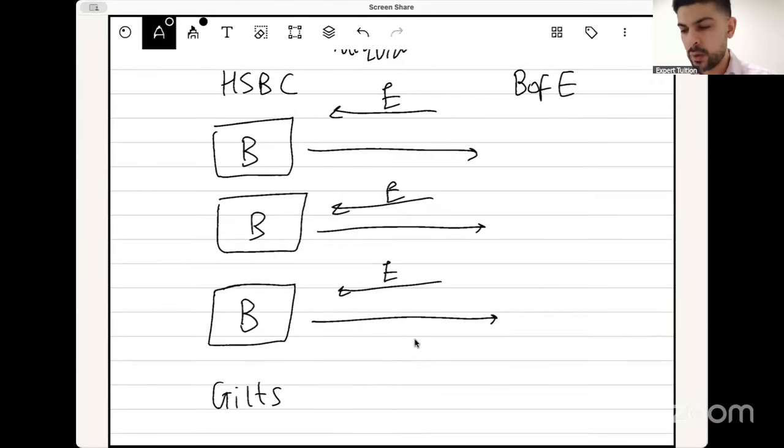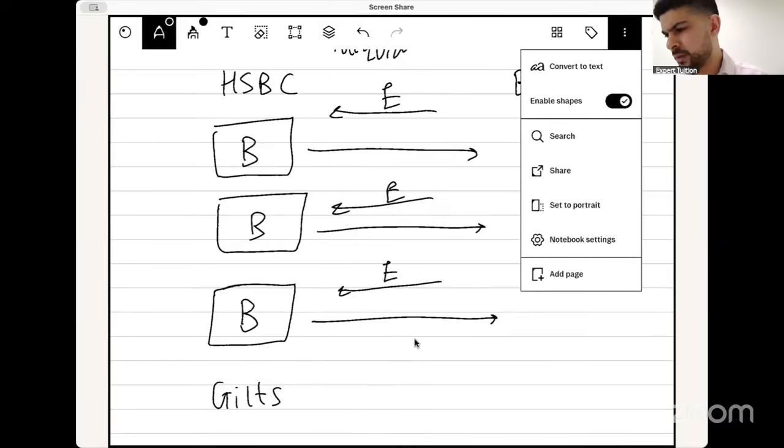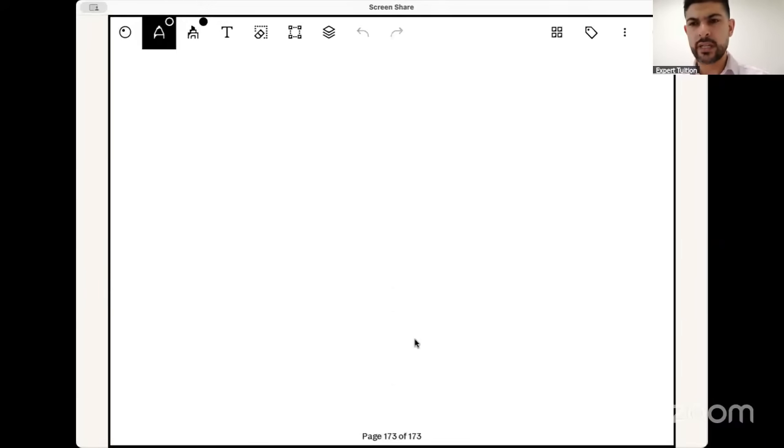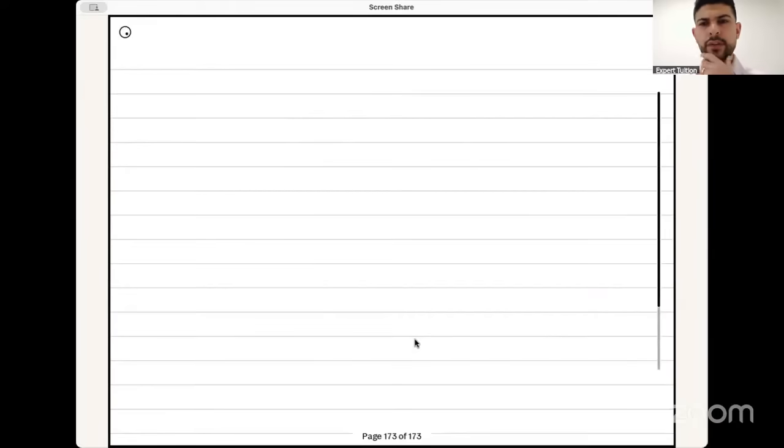Okay, so once I define quantitative easing, all I now do is I go, okay, the effect of quantitative easing is to lower interest rates. And therefore, if interest rates are low, are people going to save or not save?